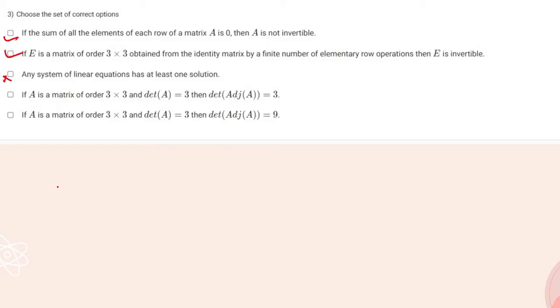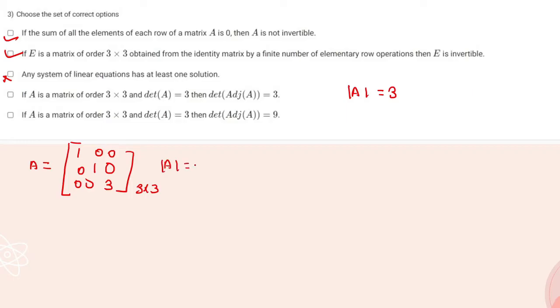Now moving to the fourth one. It is given that there is a matrix of order 3 cross 3 and its determinant is equal to 3. We have to find the determinant of its adjugate. Let us take a very basic example for matrix A. Let us suppose this is the matrix, a 3 cross 3 matrix, and its determinant is equal to 3.